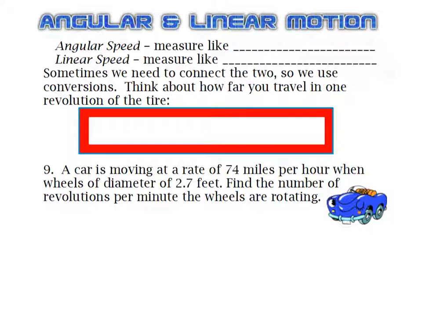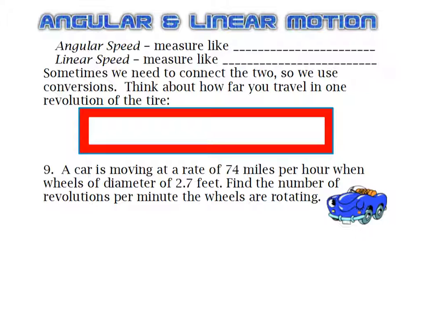Last thing, angular and linear motion. I think this is kind of fun. This will kind of review your chemistry skills here, I'm sure. You're going to do a lot of conversion, and you probably are used to doing conversion tables or whatever you call them in your chemistry class. But in trigonometry, we're going to be dealing with angular speed and linear speed. Those are two different things.